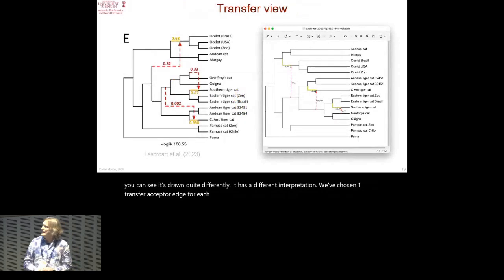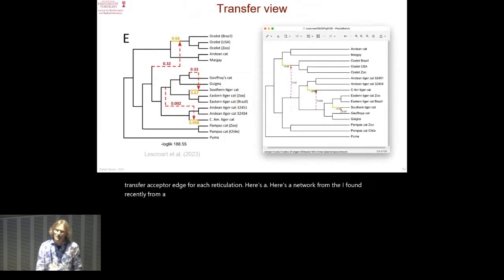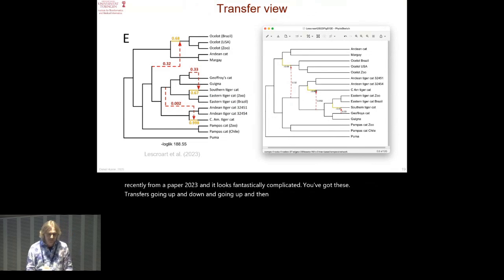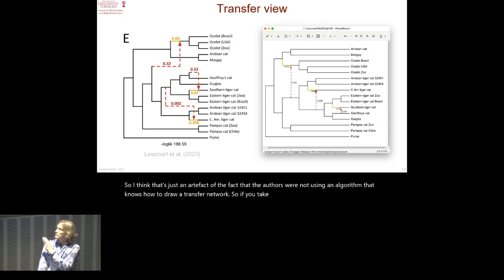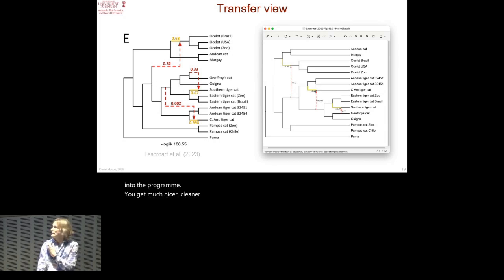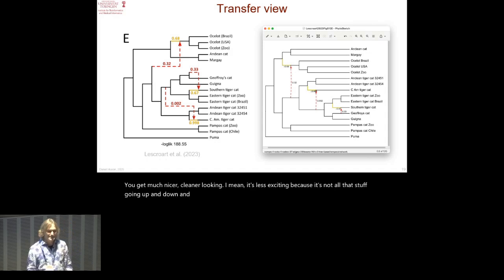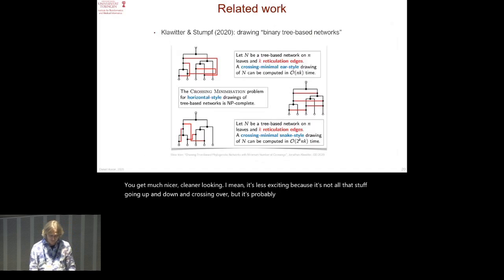Here's a network that I found recently from a paper from 2023, and it looks fantastically complicated. You've got these transfers going up and down and going up and then coming back down and so on. I think that's just an artifact of the fact that the authors were not using an algorithm that knows how to draw a transfer network. So if you capture that network and put it into the program, you get a much nicer, cleaner looking drawing. It's less exciting because there's not all that stuff going up and down and crossing over, but it's probably a better visualization.